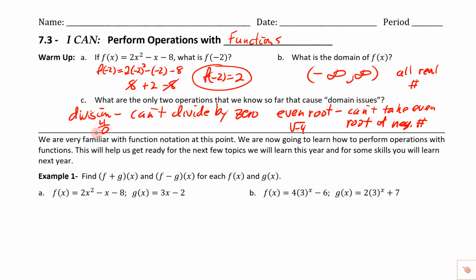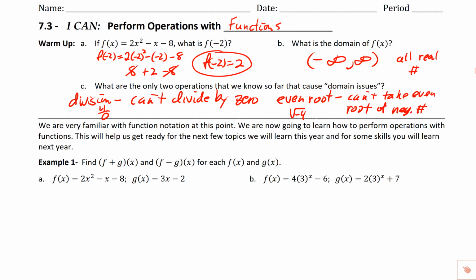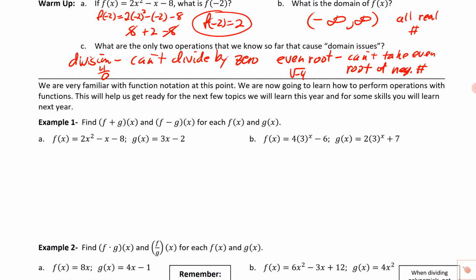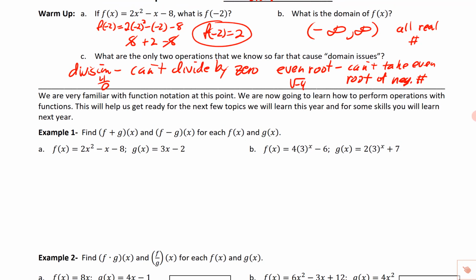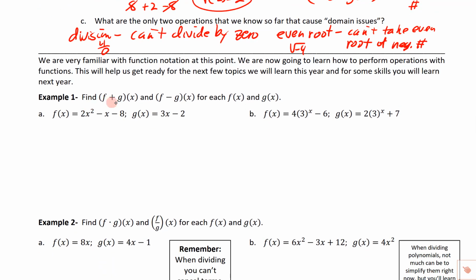Now, we're really familiar with functions at this point. What we're going to learn how to do now is perform operations with those, and that's going to get us ready for the next few topics that we're going to learn this year and some topics that you're going to learn in the next couple of years. So what we've got right here on example number 1 looks really weird. It says f plus g of x is the way we say that, and f minus g of x. Don't be fooled. These parentheses here, we're not saying we take f and g and add them together and then times it by x, and f minus g and then times it by x.